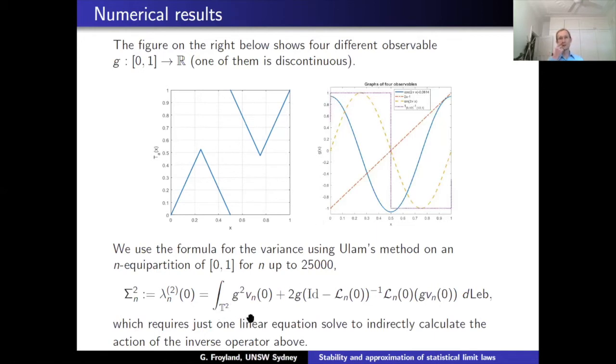So what we do is, we use Ulam, with equipartitions of the interval for n up to 25,000, and for each n we compute using this formula. This is just the nth Ulam-based estimate of the transfer operator. This is the leading eigenvector, and G is your observation. So this is all pretty easy to compute. We don't compute the inverse, of course. We compute the action of the inverse by solving a linear system.